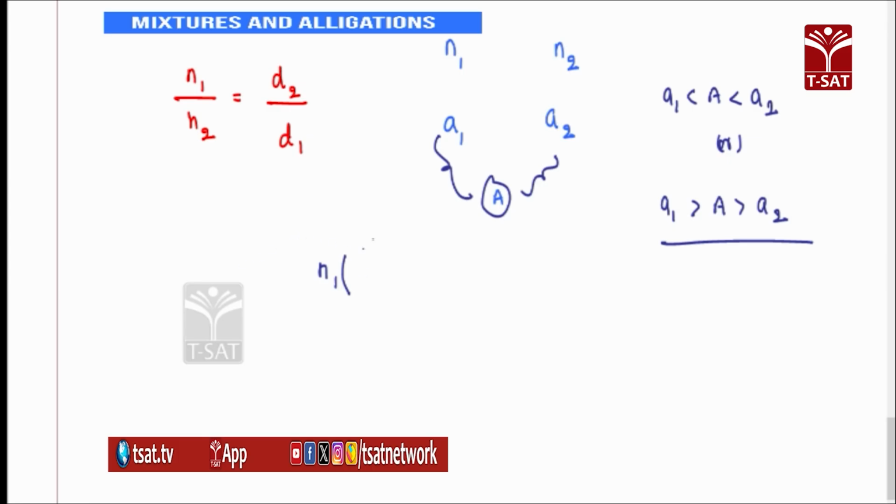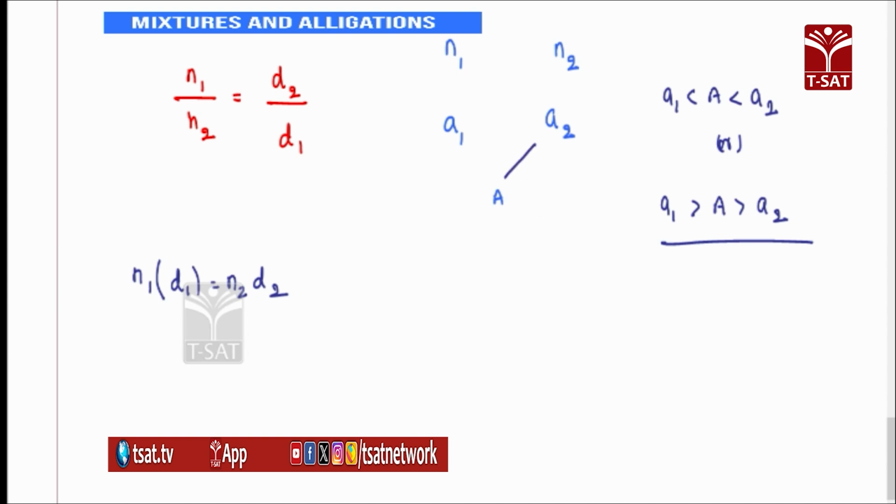So when I say N1 into difference 1, this difference 1 and difference 2 should be positive differences you have to take. So this is N1 into D1 is equal to N2 into D2. You must take the positive differences. Suppose I wish to get N1 is to N2, how do I find out the ratio? The general basic formula of alligations is, you take the difference.